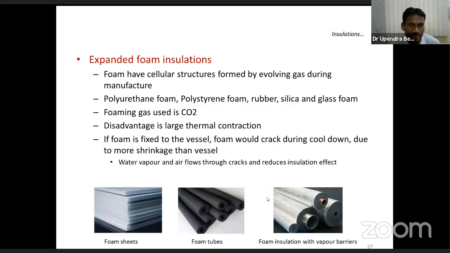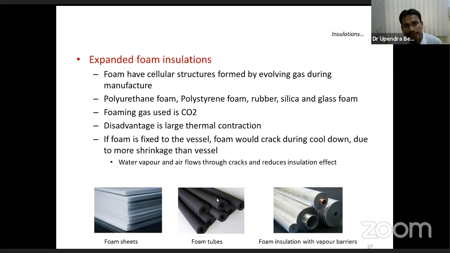First is the expanded foam insulations. These foams have a cellular structure, as most of you have seen. Different types of foam sheets or foam tubes, and also foam insulation with vapor barrier. That is a little advantage, I'll come to that. Polyurethane foam, polystyrene foam, rubber, silica, and glass foam all come under foam insulation, and generally when they are making this foam insulation, they use carbon dioxide for the expansion.